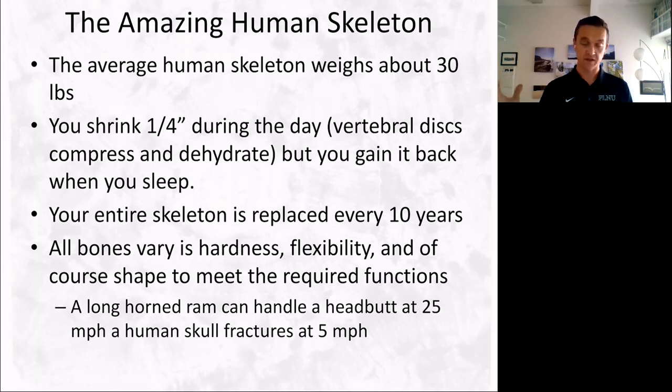All of our bones vary in hardness and flexibility. And of course, this is another confluence of structure and function, right? Our bones are going to meet the functions that they have to produce by the structure that's inside of them. For example, a longhorned ram, those animals that butt heads with each other for fun, I guess, or for dominance purposes, I'm not exactly sure why. They can run into each other at 25 miles per hour, and that's both of them running 25 miles per hour at each other, and it doesn't fracture their skull. A human skull would fracture at 5 miles per hour with something like that. So same type of tissue, just a different function.